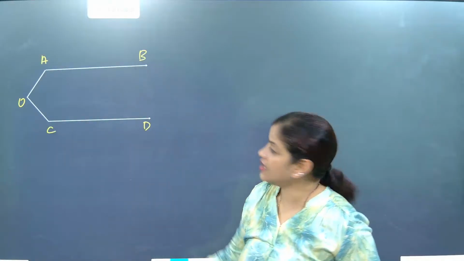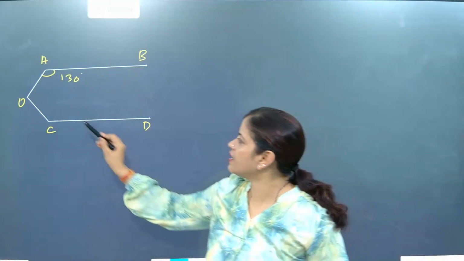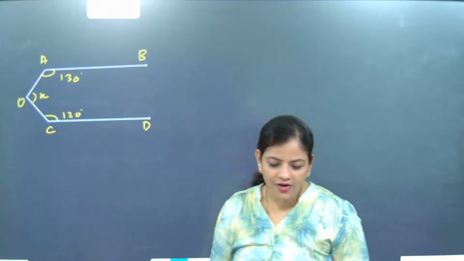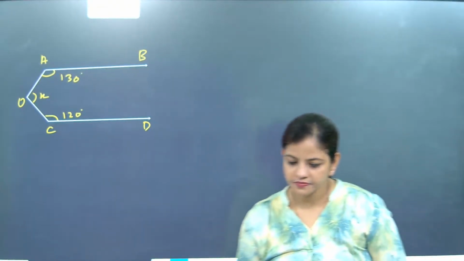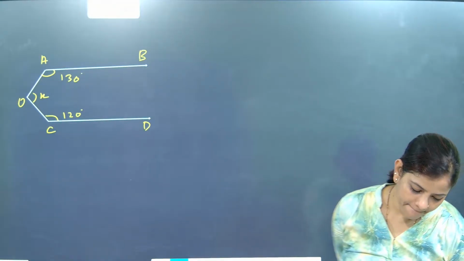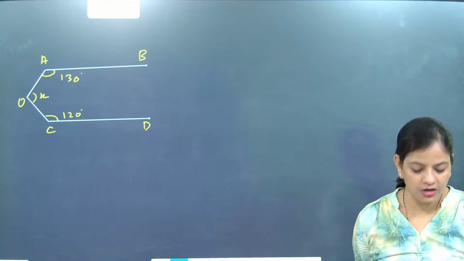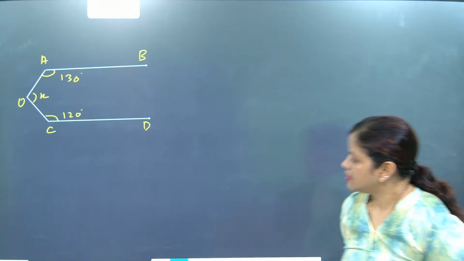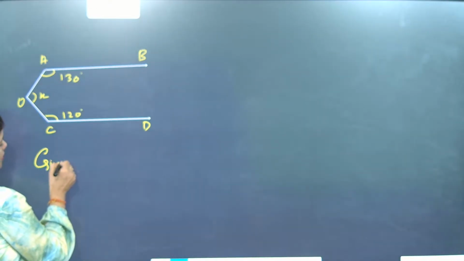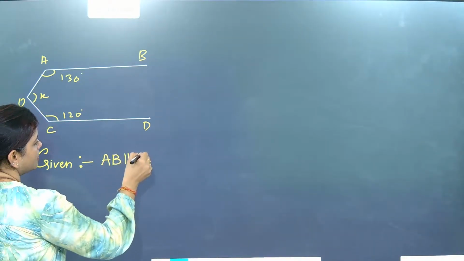After that, they are giving this total angle is 130 degrees. This total angle is 120 degrees, and this is taken as x. Now you have to find x. Come on, solve and find x. What is given to you is AB is parallel to CD. The given section is only one, and that is AB is parallel to CD.